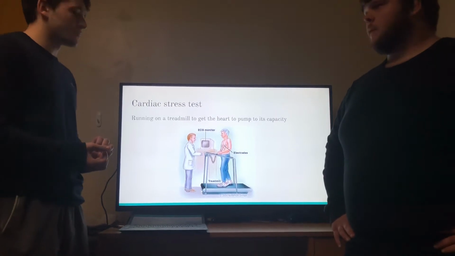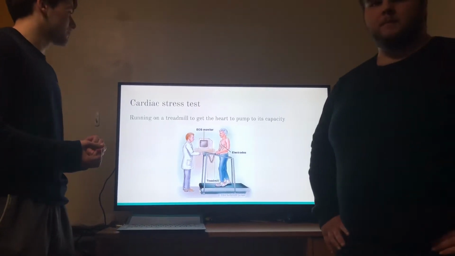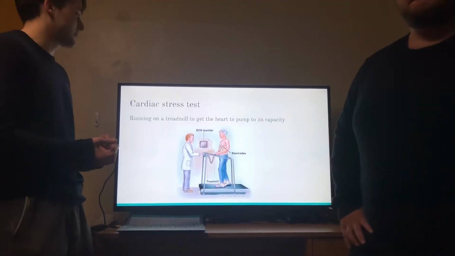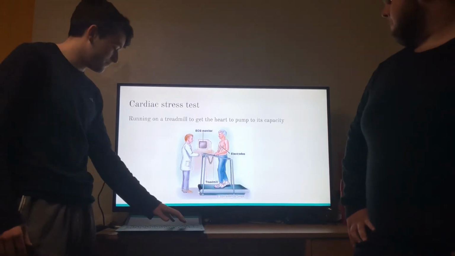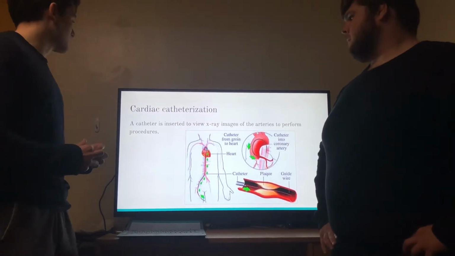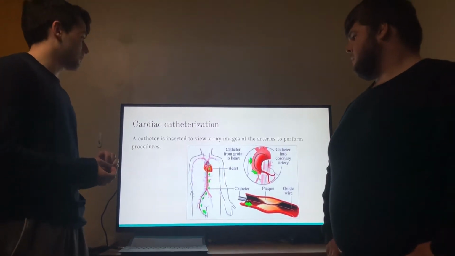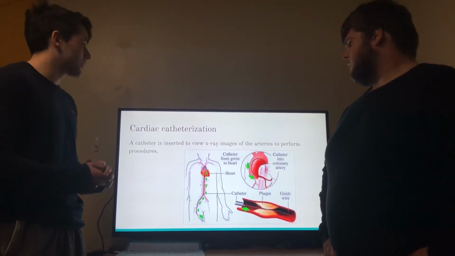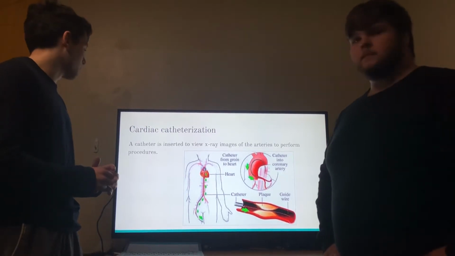A cardiac stress test is running on a treadmill to get the heart to pump to its capacity, as you can see in this picture. Cardiac catheterization is when a catheter is inserted from your groin to the heart to view X-ray images of the arteries and to perform procedures.